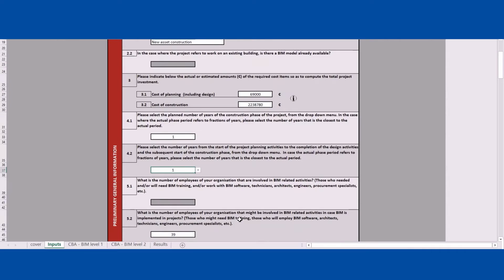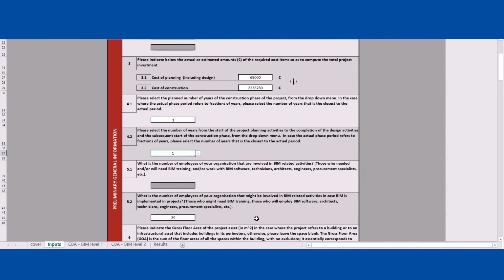The next question, either 5.1 or 5.2, depending on what has been selected on the question regarding prior experience with BIM, requires us to estimate the number of employees in our organisation who will be directly affected by BIM introduction, especially referring to the use of new software or the need to attend ad hoc training sessions on BIM. In this case, we expect that BIM introduction in the organisation will directly affect about 39 employees, considering those from the technical and procurement departments, project managers, and administrative office personnel. We insert this figure in question 5.2.